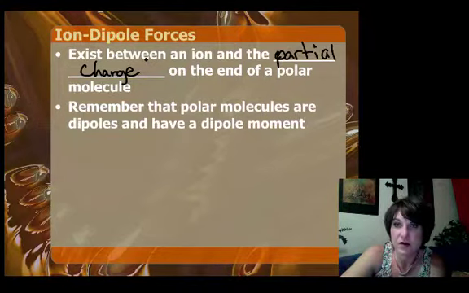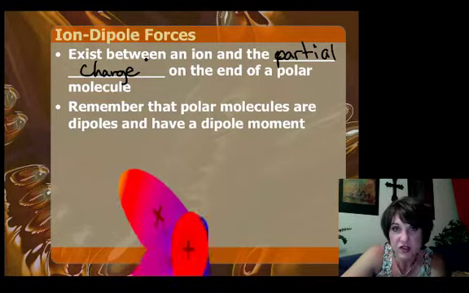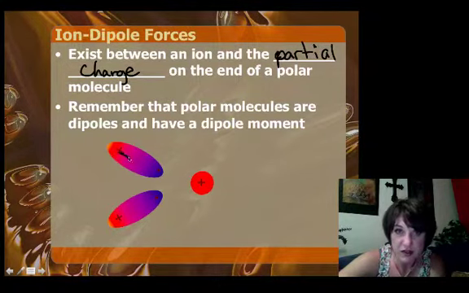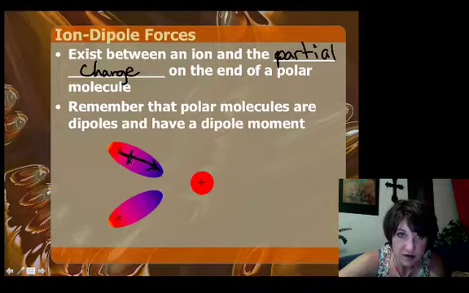Remember that polar molecules are dipoles. In other words, a polar molecule has one end that's considered to be positively charged and one end that's considered to be negatively charged. And this establishes what's called a dipole moment. So we would be able to sketch the direction of the dipole moment when we draw the arrow from the positive towards the negative, right? That's how we sketch the dipole moment.